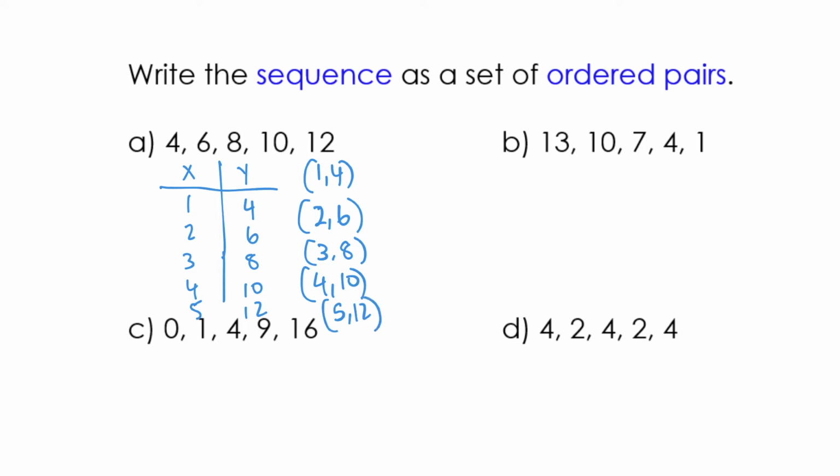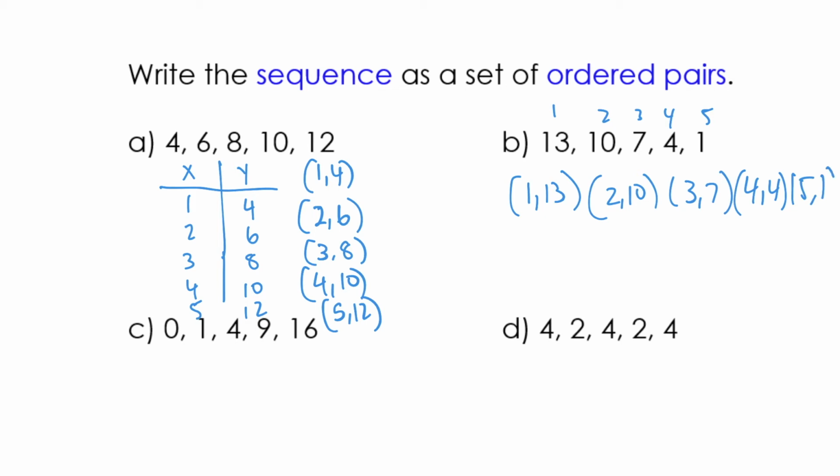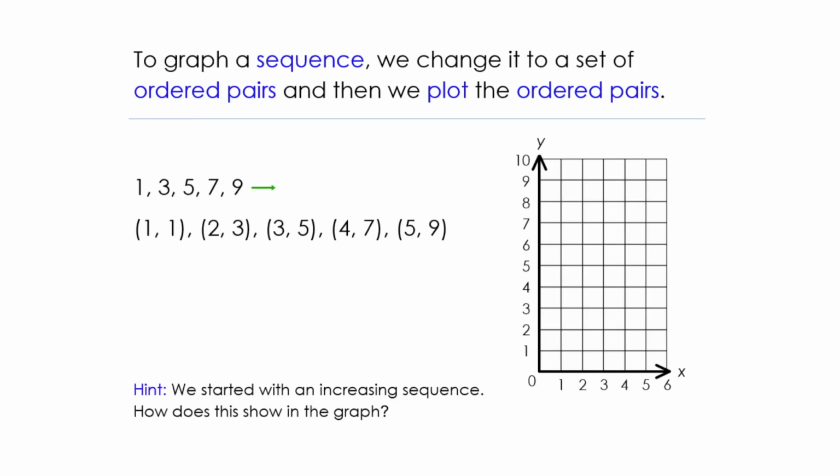Okay, so we'll do it again. I'm not going to do the T-chart again, but this would be the first, second, third, fourth, and fifth. So you can write it like this: (1, 13), (2, 10), (3, 7), (4, 4), (5, 1). It says here, to graph a sequence, we change it to a set of ordered pairs. This is what I just did. As you can see here, the numbers were just changed. This was the 1, 2, 3, 4, 5, or the T-chart here, X, Y.